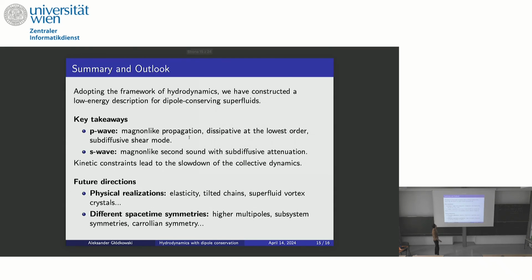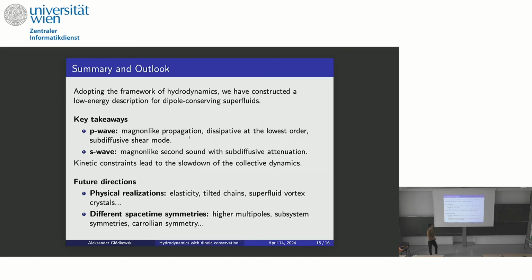Okay, and so now let me summarize what we have done. We have constructed a low energy description of fracton superfluids, with dipole conservation, using the framework of hydrodynamics. And what we have found is that in the P wave, we had Magnon-like propagation of sound, and we have dissipation already at the lowest order. And we had a subdiffusive shear mode. In the S wave, we basically found that the second sound was not the sound, but it had a Magnon-like dispersion relation. And we can summarize those findings in a single sentence: kinetic constraints, such as dipole conservation, lead to a slowdown of the collective macroscopic dynamics.